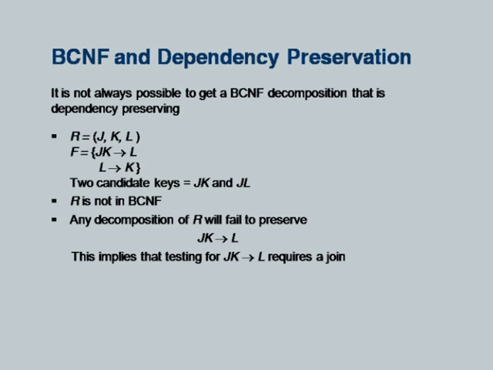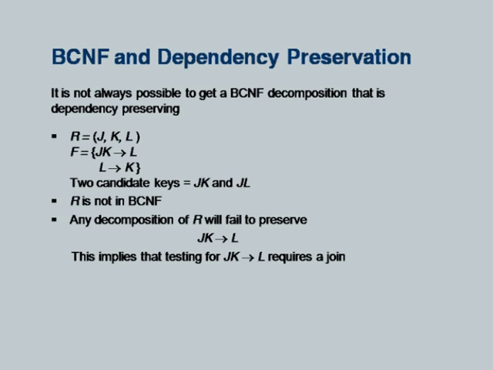So let's suppose we decompose. If we decompose using LK, what do you get? One relation is LK, the other one will be LJ. That's the only decomposition possible: LK, LJ. Does it preserve JK goes to L? It won't. In fact, it's easy to see that that's the only decomposition here.